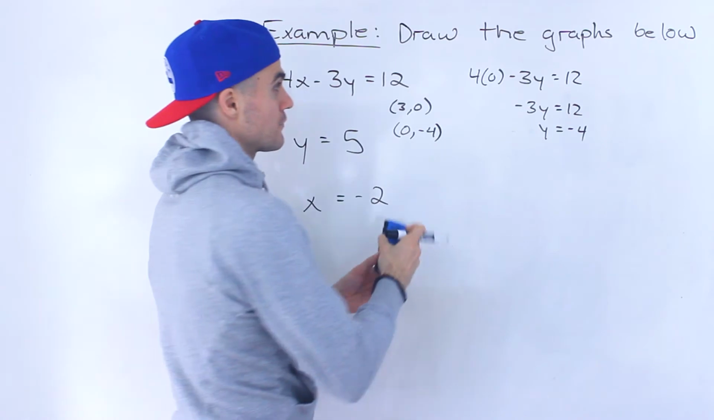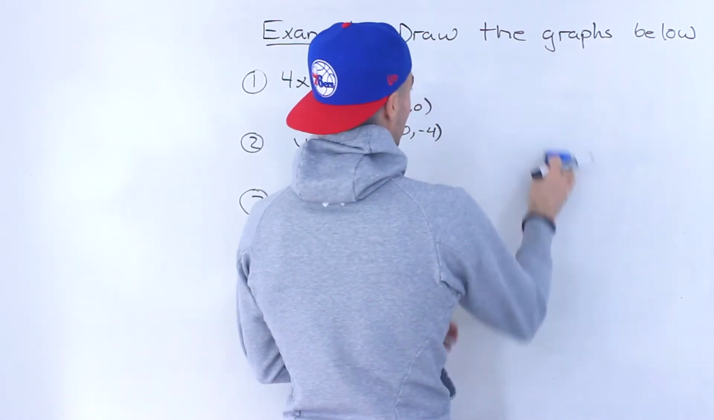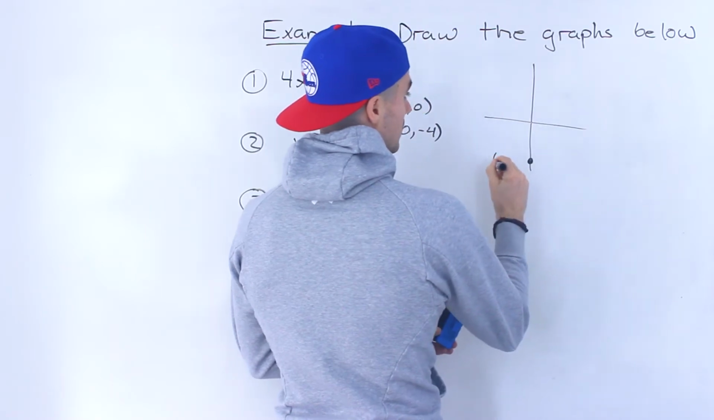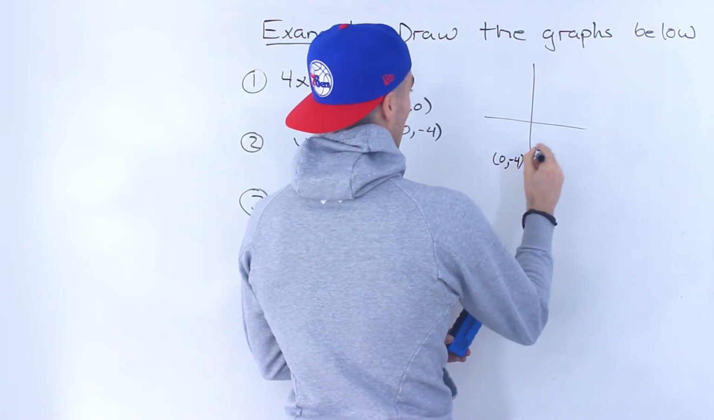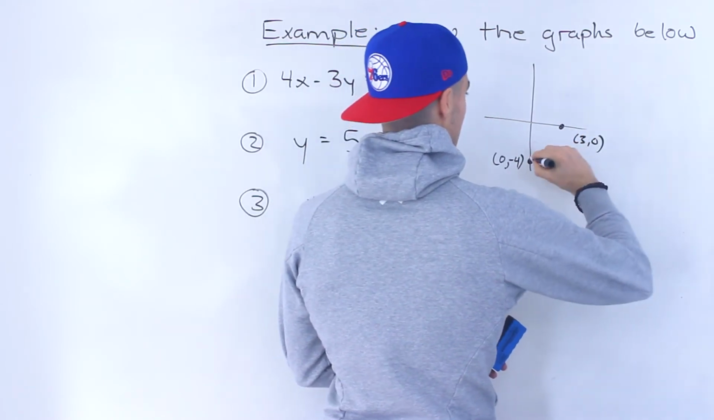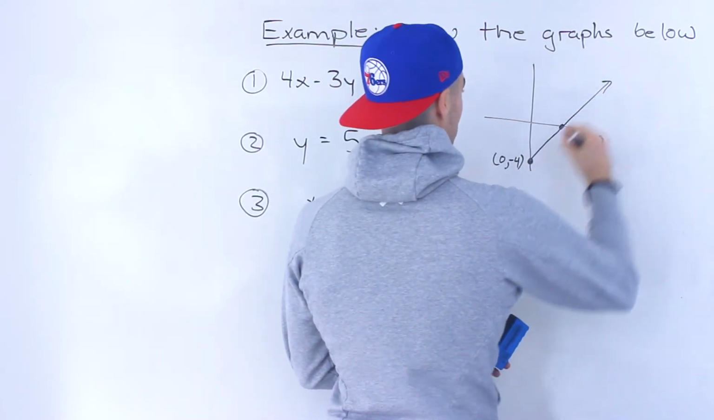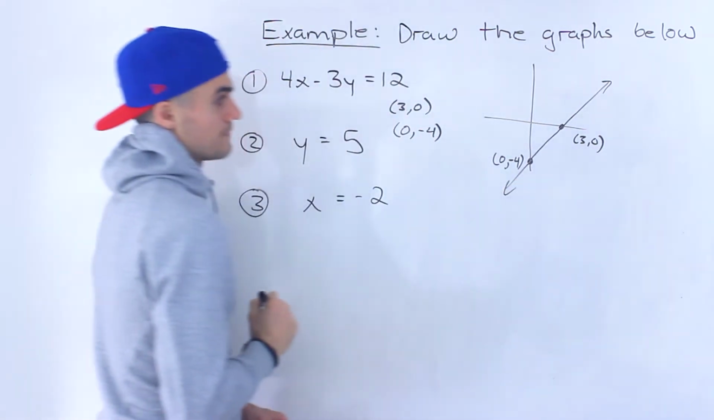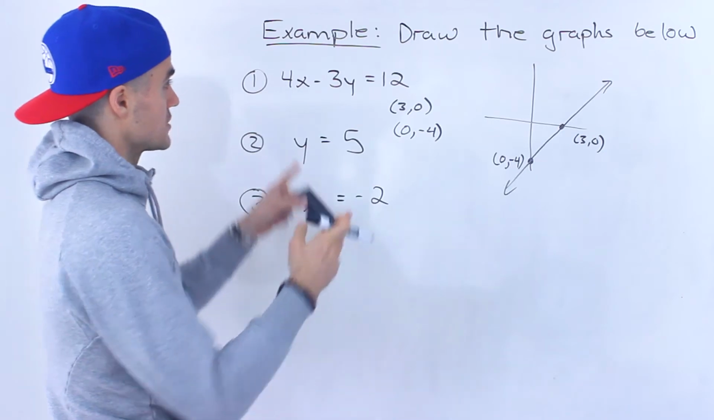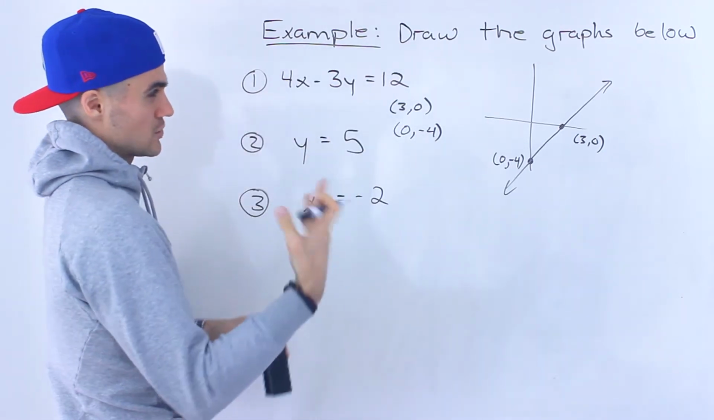And then I can just graph these. So if I plot these points, 0, negative 4 is like down here. 3 and 0 is like up here. And then I could just connect these points like that. So that's one way to graph it, find the x and y intercepts. And just with this kind of format, I feel like it's easiest to do that.